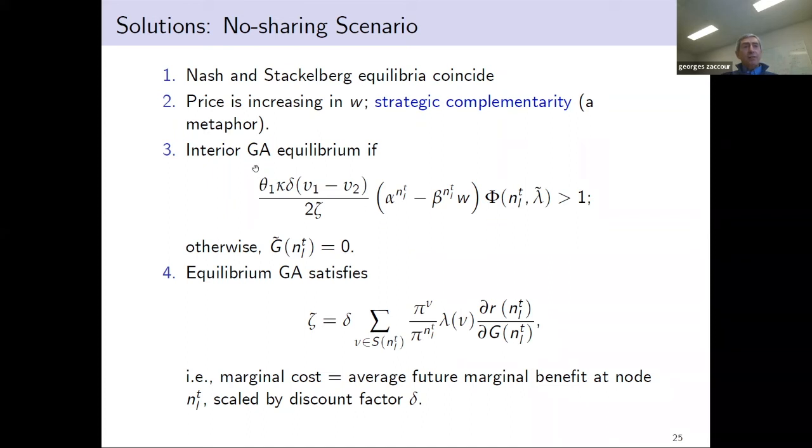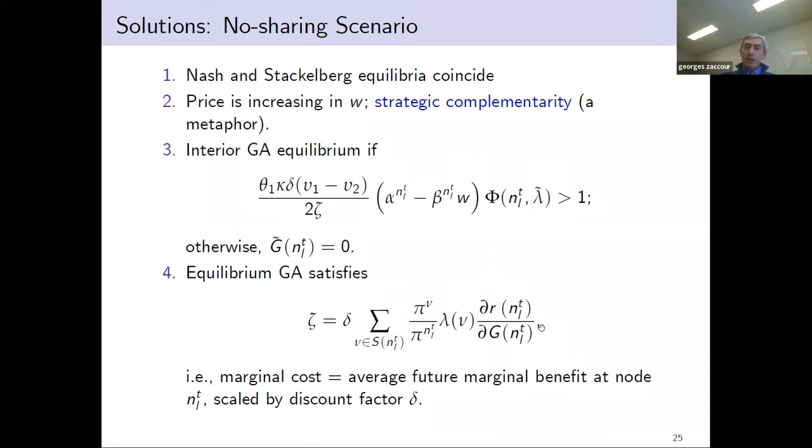Now what we have is a condition under which we have an interior equilibrium for the green activities. And if this condition is not satisfied, it means that these green activities are set equal to 0. Now, in terms of how the level is determined, it's given by this formula. It may appear complicated, but it's not.